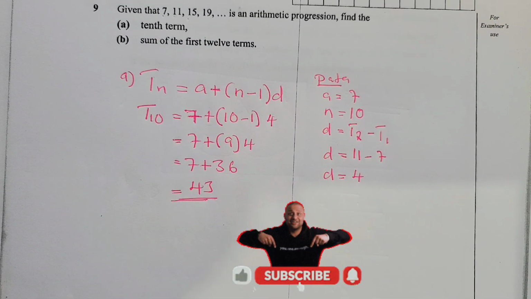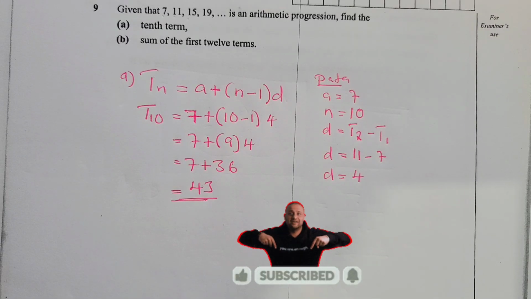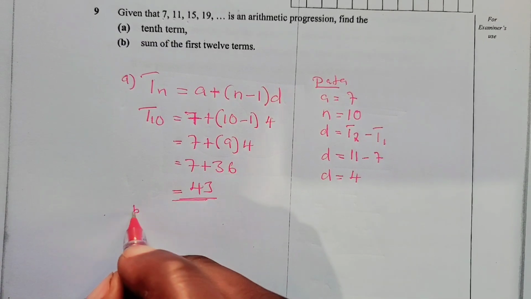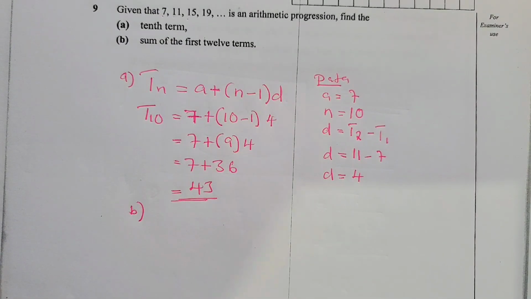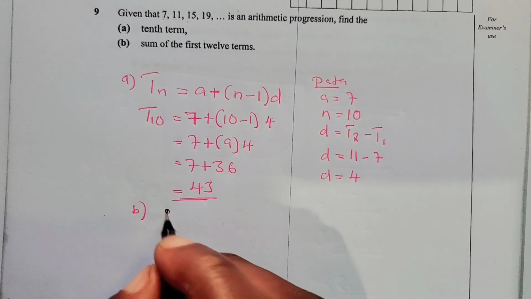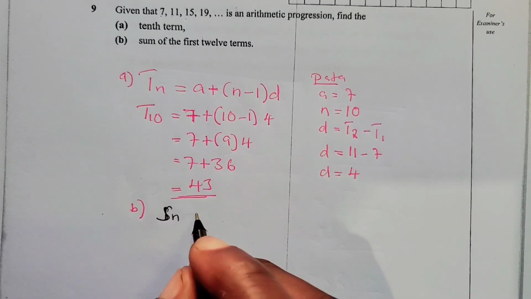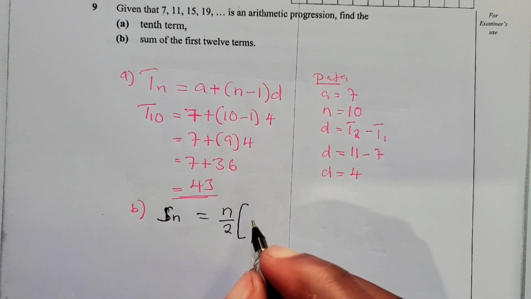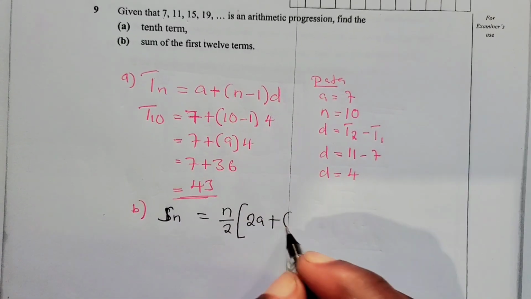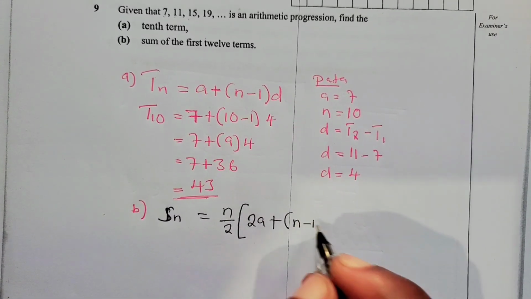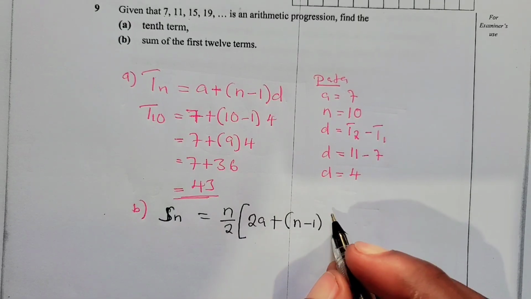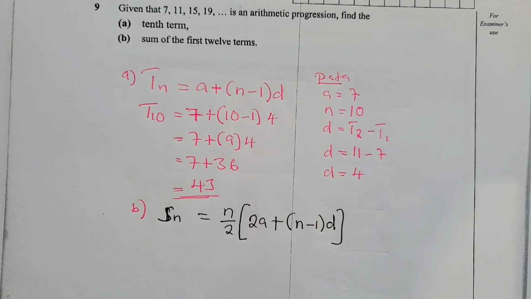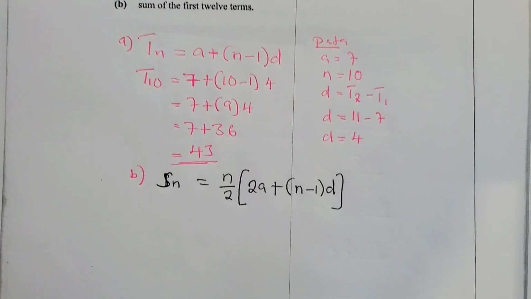Then the second question is saying, find the sum of the first 12 terms. Simple. So apply the formula. The formula is Sn, for sum, equals n over 2, open bracket, 2a plus open bracket n minus 1 close parenthesis d, then close bracket. This is the formula.